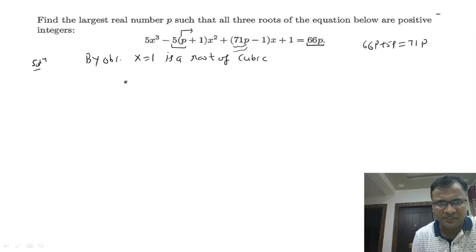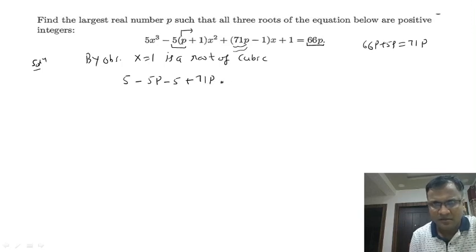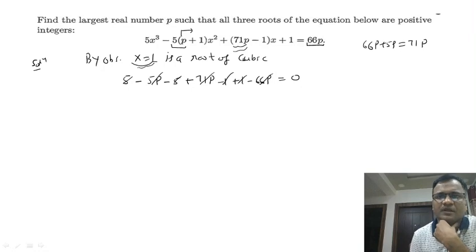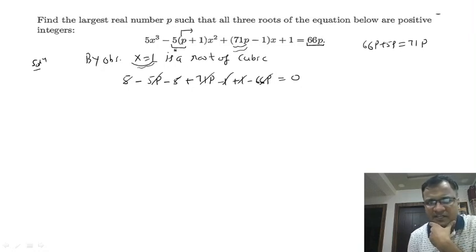If you put x equals 1, then you can check 5 minus 5p minus 5 plus 71p minus 1 plus 1 minus 66p equals 0. The 5p and 66p together cancel 71p, minus 1 plus 1 cancel out, minus 5 plus 5 cancel out. So definitely x equals 1 is a root of this cubic equation. So if we divide by x minus 1, then the quadratic factor is what?